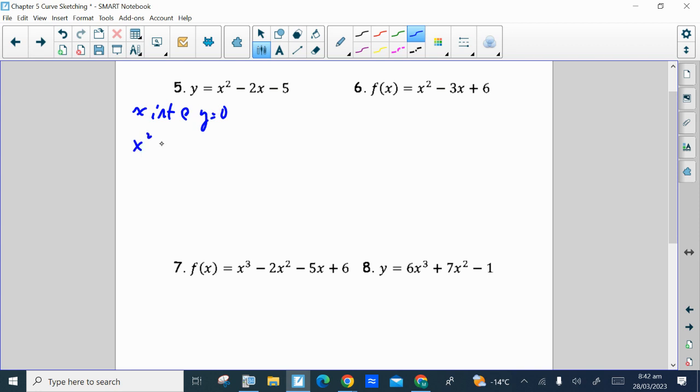If you want to solve the quadratic x squared minus 2x minus 5, we want to know where that equals 0. It cannot be factored. So that's where we use the quadratic formula. Remember, that's -b plus and minus the root of b squared minus 4ac all over 2a.